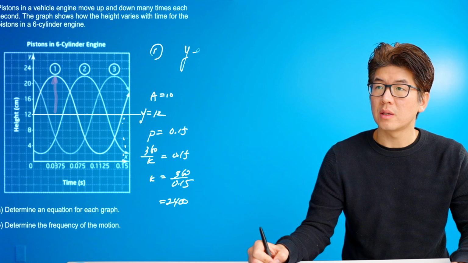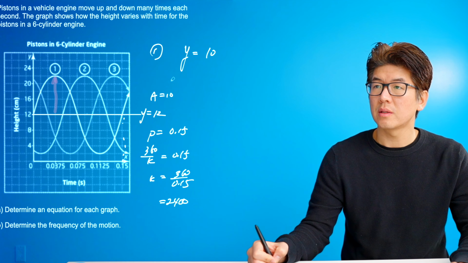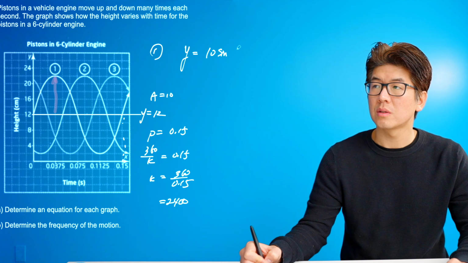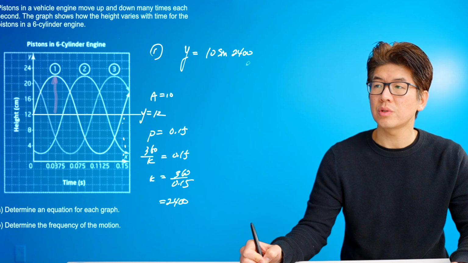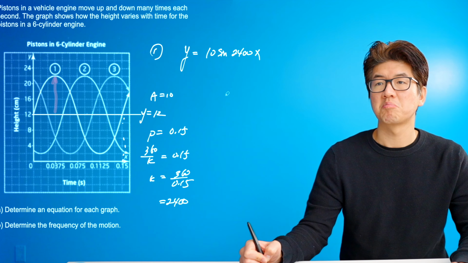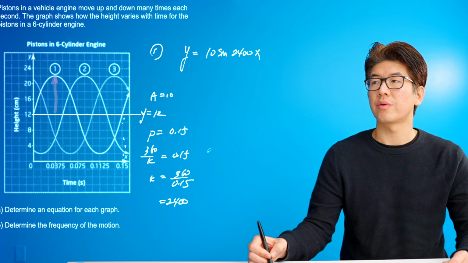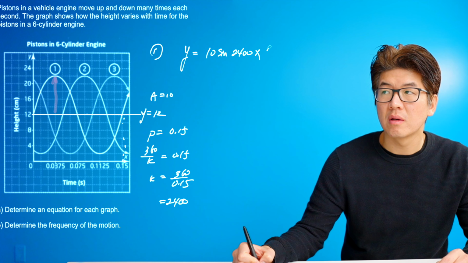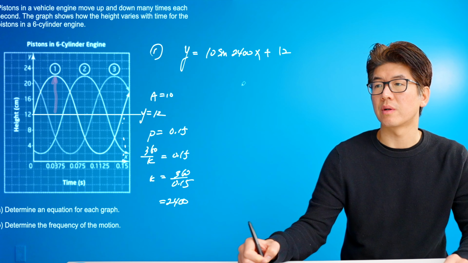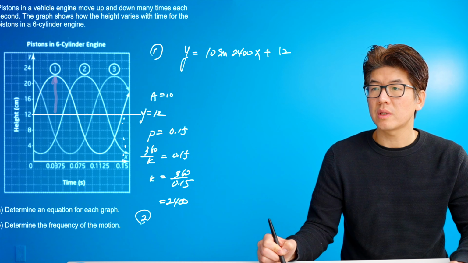So y is going to be, amplitude is 10. It's a sine function. K is 2400, and then it's x. And there is one more thing: a vertical shift of 12. All right, let's do the second one.